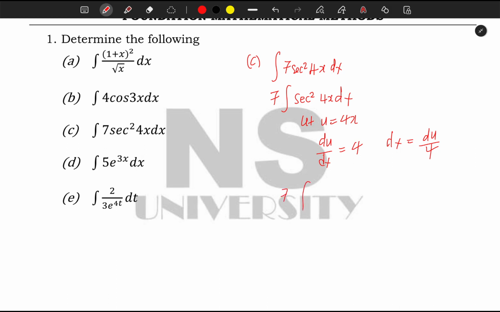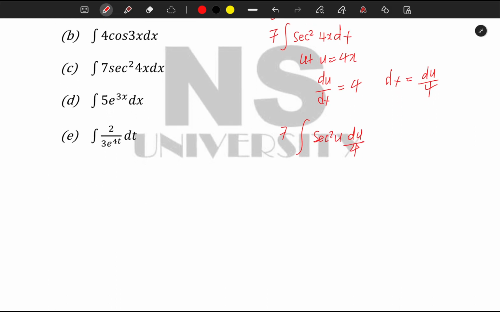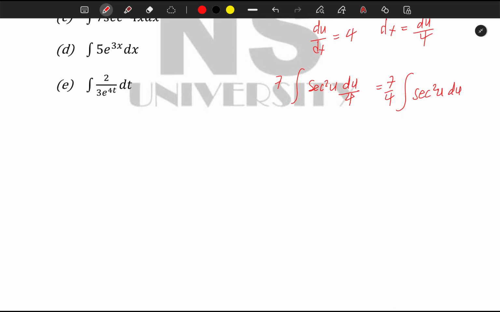Then we go back to our integral. This becomes sec squared du over 4. So we can take the 1 over 4 out, which gives us 7 over 4 and the integral of sec squared u du. Now, recall that the integral of sec squared theta d theta is just tangent theta. If you are able to remember this, you are well and dry.